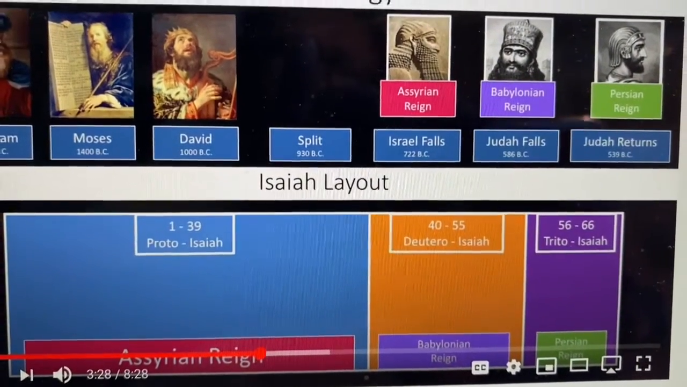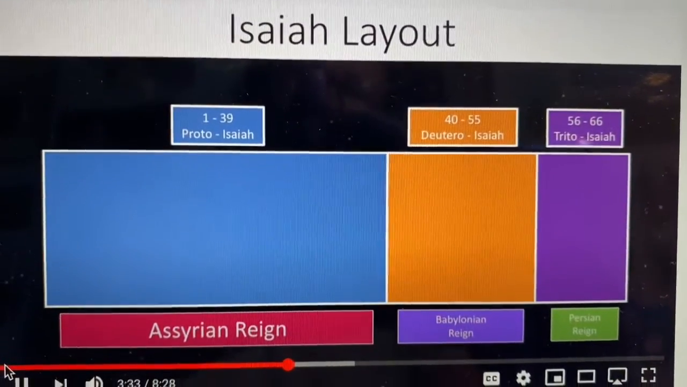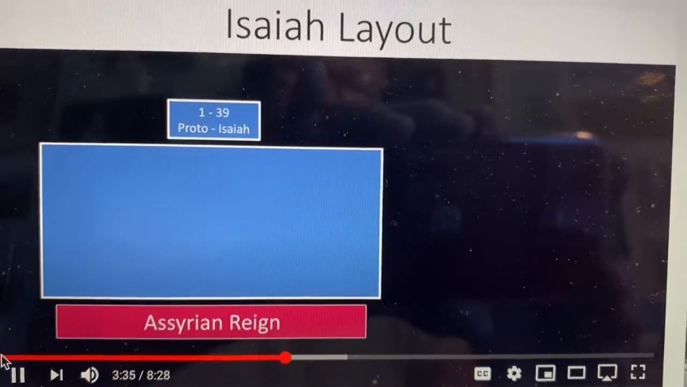Now, for our purpose of analyzing Matthew's quotation of Isaiah 7:14, we really only need to focus on the first 39 chapters, which was written under the Assyrian reign. Isaiah is important because it is one of the first prophets to reiterate the promise given by God. God promised David that he will never fail to have someone from his line sitting on the throne. And in Isaiah, the fulfillment is going to come true, not in Isaiah's time, but eventually, that God has not forgotten what he promised.